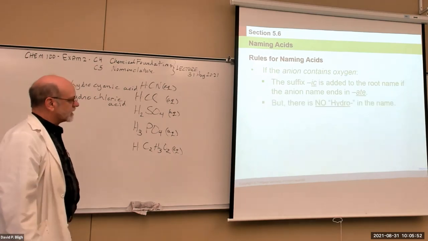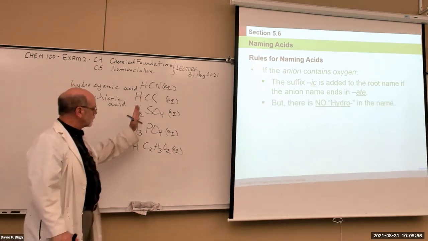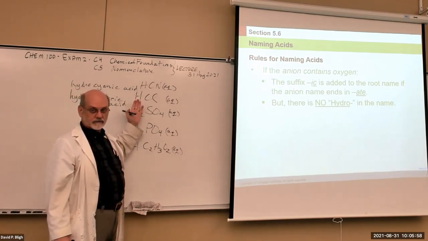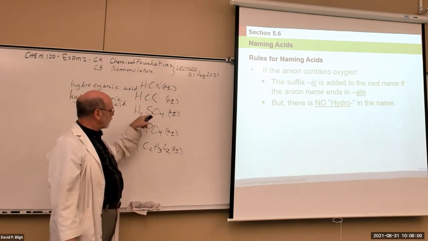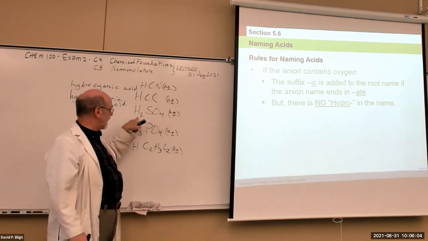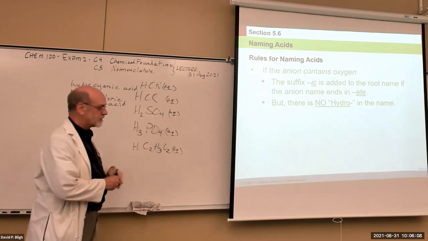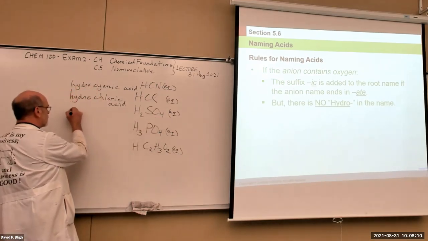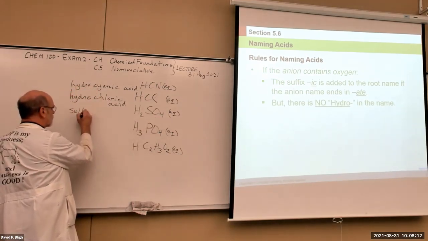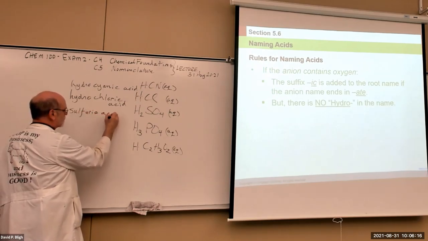Okay, if the anion contains oxygen, then you need to look to the anion portion. And look, what is that called? That's sulfate, right? Hydrogen sulfate. Ates become ics. So this is sulfuric acid.